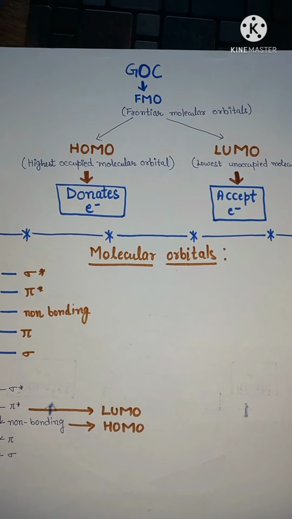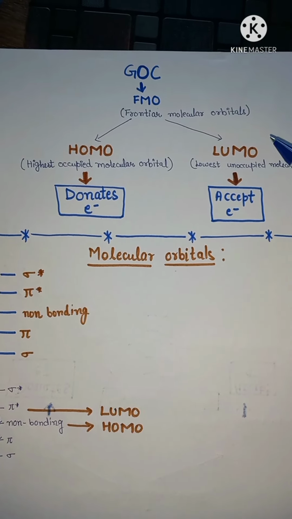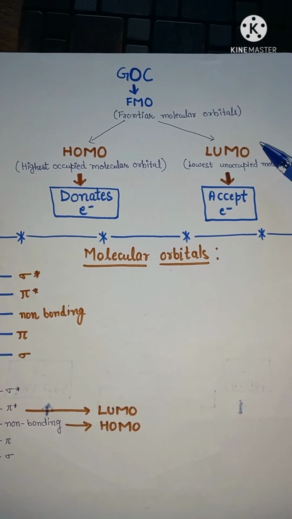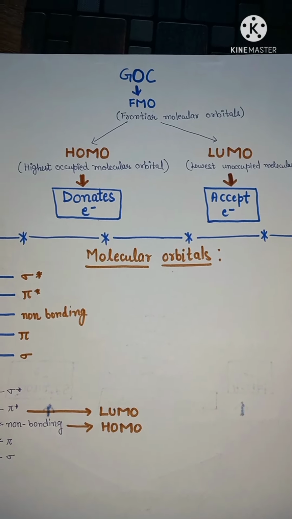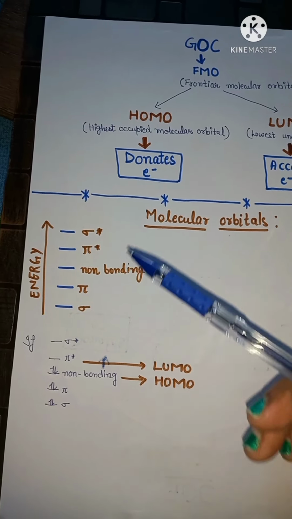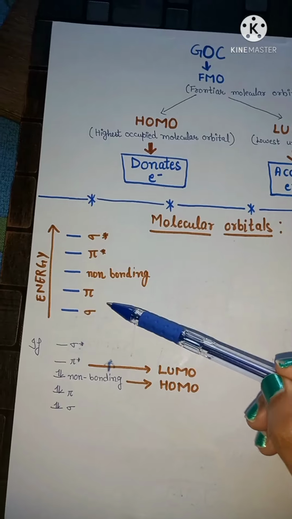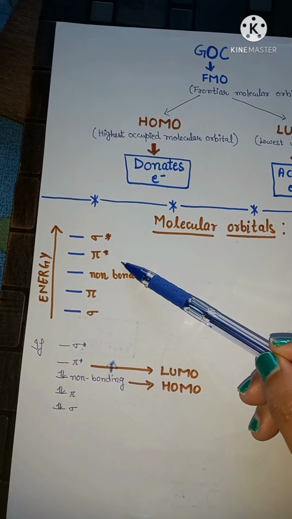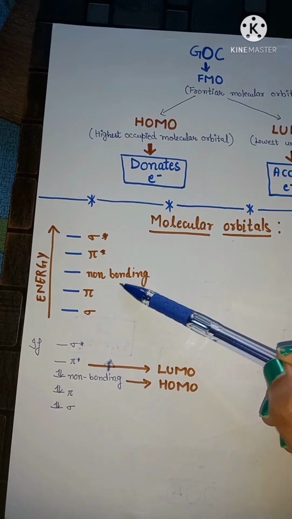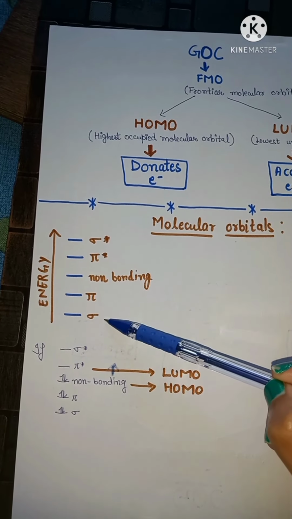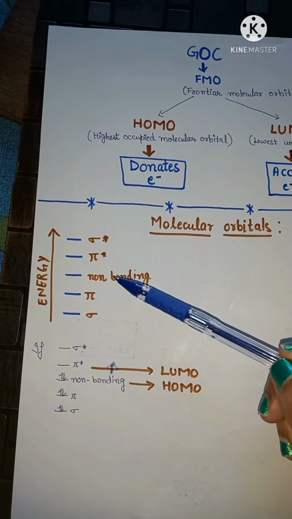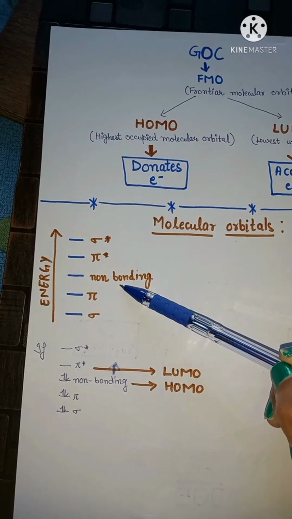These molecular orbitals are those orbitals which are formed by the combination of atomic orbitals, like sigma, sigma star, pi, pi star, and the non-bonding molecular orbitals.